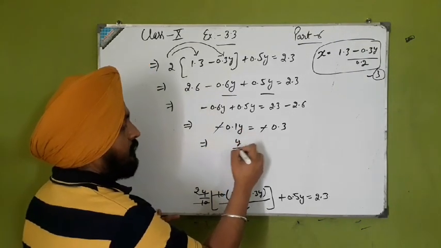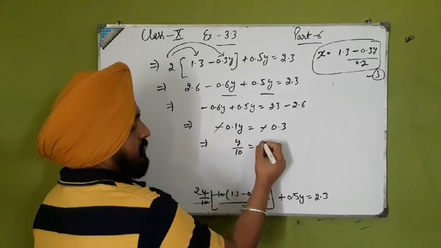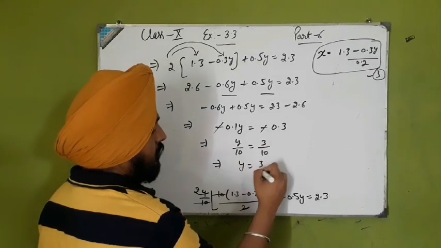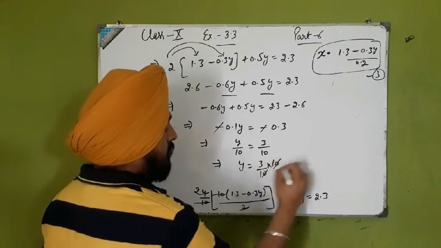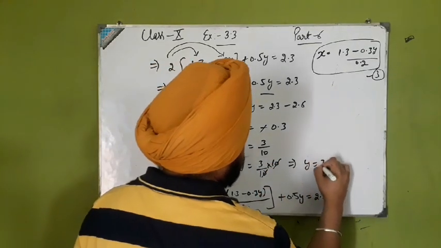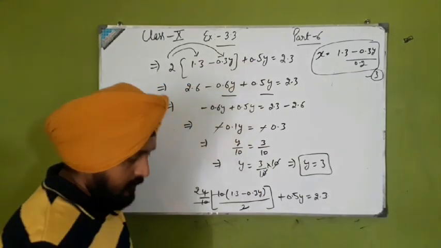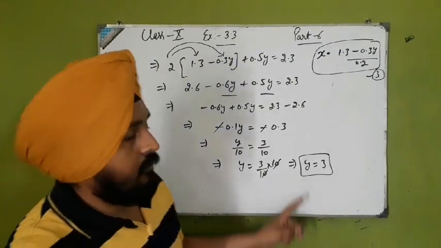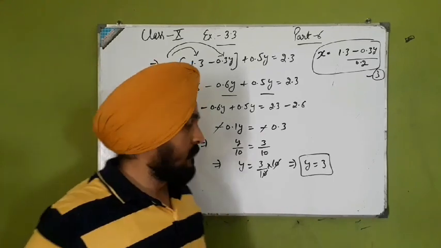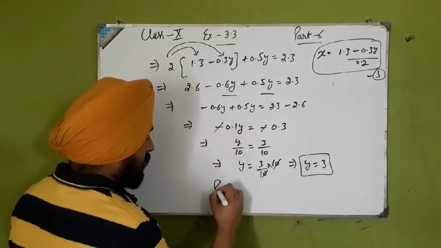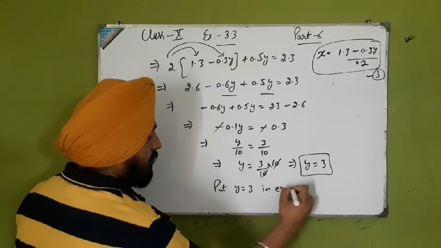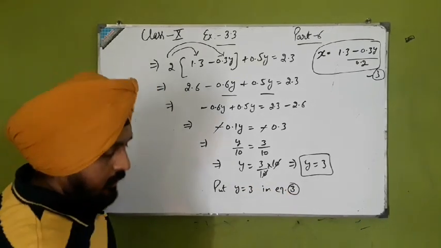0.1y means y over 10 there. 0.3 means 3 over 10 there. It implies the value of y is 3 over 10 multiplied by 10. So the value of y there is 3. Clear? So the value of y here is 3. Now we have to find the other variable's value, that is x. Put this value of y, y is equal to 3, in an equation. I am putting it in the third equation.